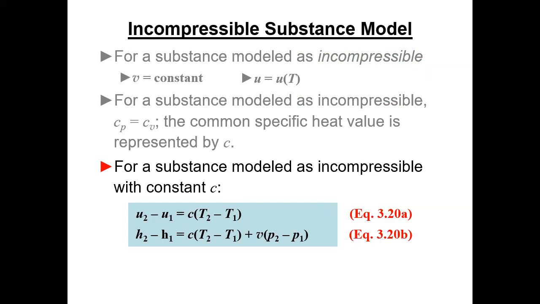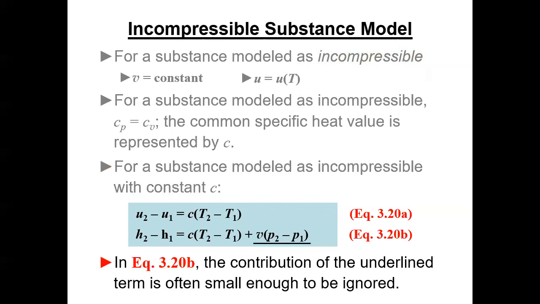And then for the enthalpy, it's the change in internal energy plus the specific volume times delta P correction on the end. There is only one C, and only one specific volume because it's constant, and then you know your pressures. A lot of times, that last term is small enough that we can ignore it. Incompressible substance.